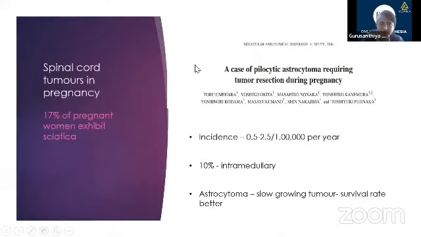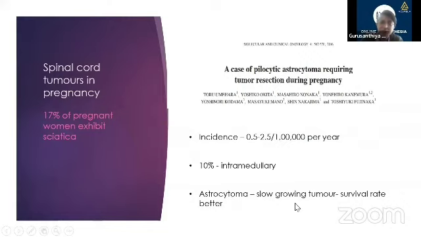Coming on to spinal cord tumors in pregnancy, most of the women who are pregnant, 17% of them, usually exhibit a lumbar sciatica. This doesn't mean that the patient has a cervical cord tumor or so, but there are case reports where patients had numbness or sciatica, later diagnosed to have a thoracic, cervical or lumbar spinal cord tumor following pregnancy. The incidence of spinal cord tumor is around 0.5 to 2.5 per million per year, and most of them are intramedullary.